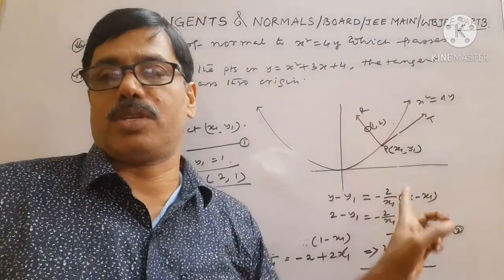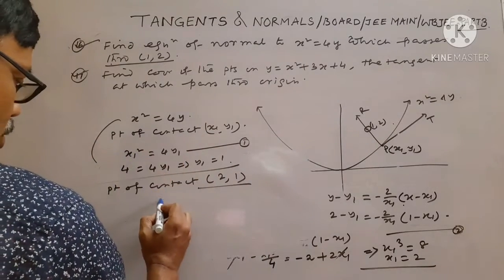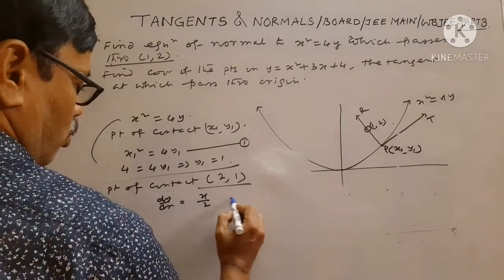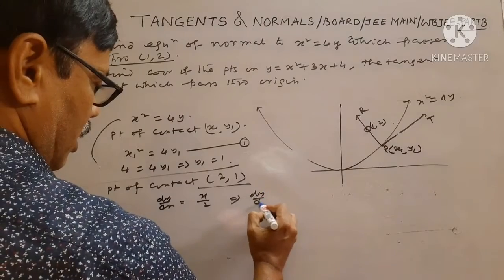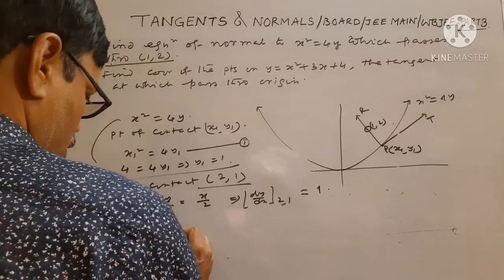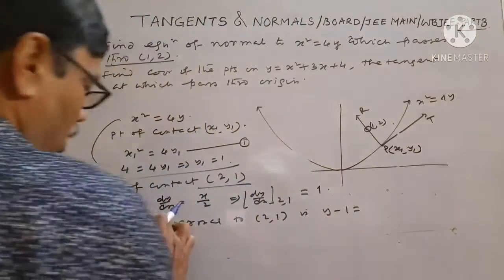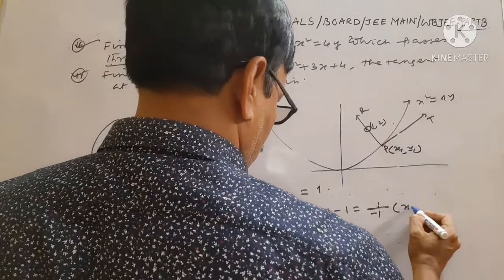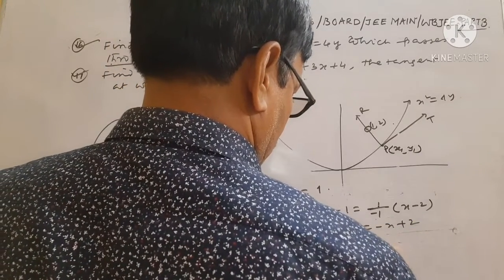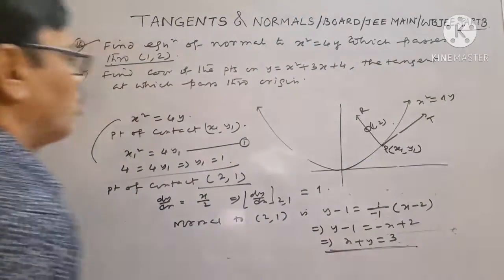Now we can find the equation of the normal at (2, 1). We have already calculated dy/dx equals x by 2, so at x equals 2, y equals 1, this is 1. So the normal at (2, 1) is y minus 1 equals the reciprocal with a minus sign, that is 1 by minus 1, into x minus 2. So y minus 1 equals minus x plus 2, so x plus y equals 3. So this is the equation of the normal.